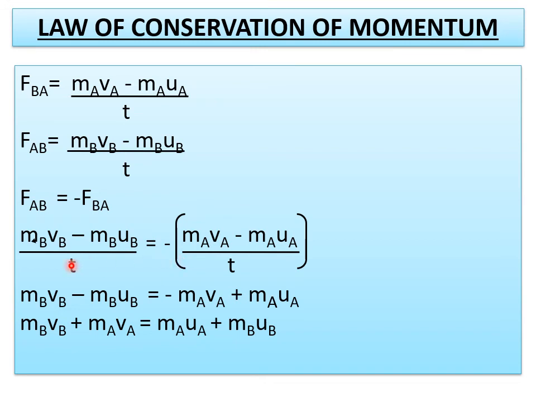Now what you have to do: both the t cancel each other and you are left with MBVB minus MBUB is equal to minus MAVA plus MAUA. Now, by interchanging the terms on the LHS and RHS, MBVB plus MAVA is equal to MAUA plus MBUB.